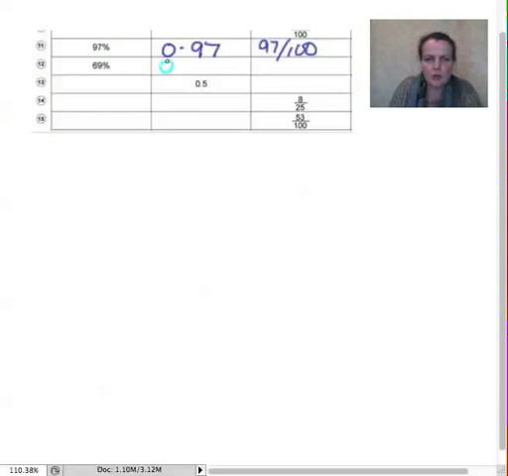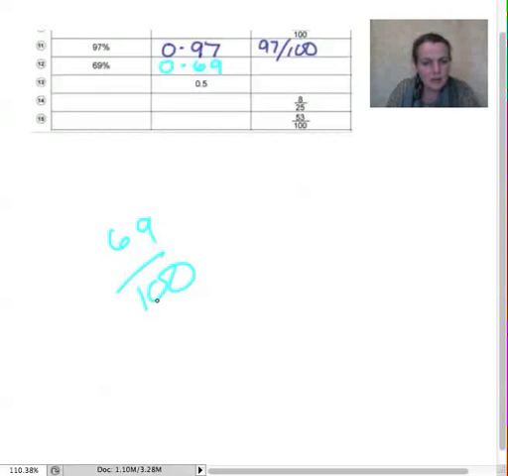So 69%. That would be 0.69, which is 69 out of 100. Now that has got factors. 3 will go into there. And 100 has also got factors, 2, 4, 50, 25, but I don't think they've got the same ones. Do you agree? So I'm going to say that that's 69 over 100.